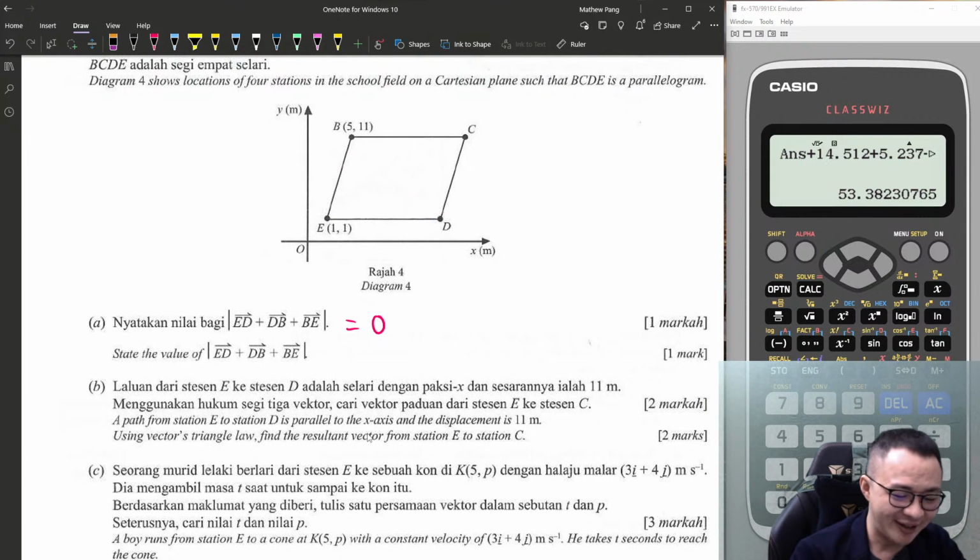Okay, then right now we have a path from a station E to a station D. It's parallel to the x-axis and the displacement is 11. Here is 11 meters from E to D. According to the question, using the vector triangle rule, find the resultant vector from station E to C. So they asked me to find E to C.